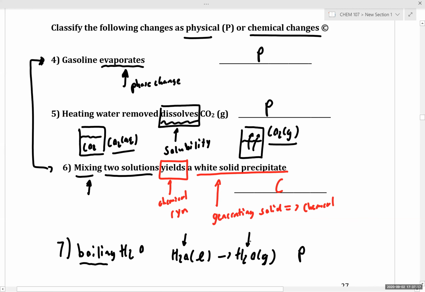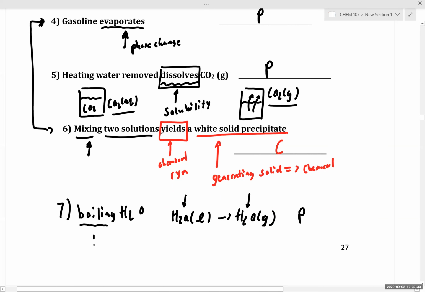Professor, I have questions. Yes. Sometimes we don't know how to write the formula, then how do we tell if it's a physical or chemical change? Then you'd have to rely on the keywords. So in this case, boiling tells us that we're dealing with a phase change. Thus, because it's a phase change, it's a physical change. Does that make sense? Perfect. In general, if you're not dealing with a phase change or solubility, the change is likely going to be a chemical change. Most of the changes that we'll see in the laboratory and in our day-to-day lives where we're dealing with chemistry are often going to be chemical changes.